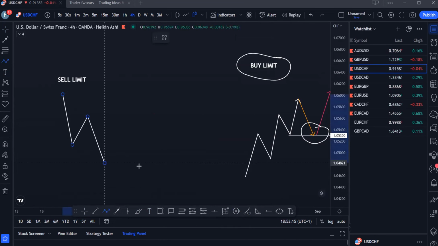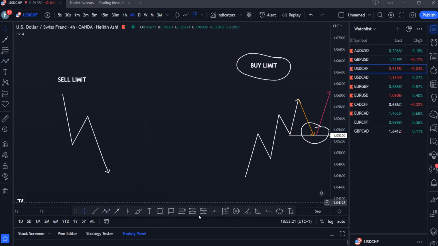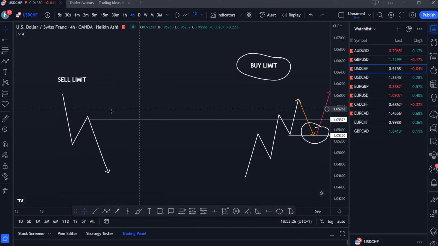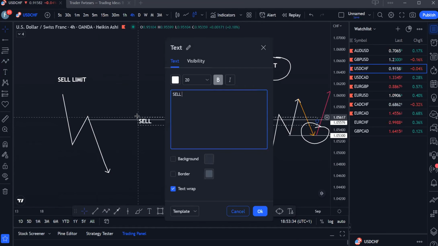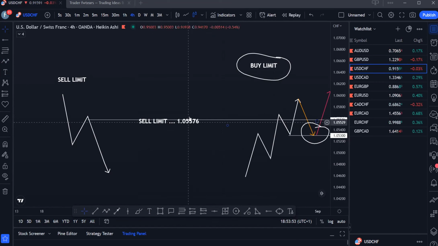Okay. So based on your analysis, your structure, the way you look at the markets, you have reasons to believe that price will still reverse, will retrace. So this is where you put your sell limit over here. You want to sell at this point. And then the price is 1.05576. That's the sell limit price.